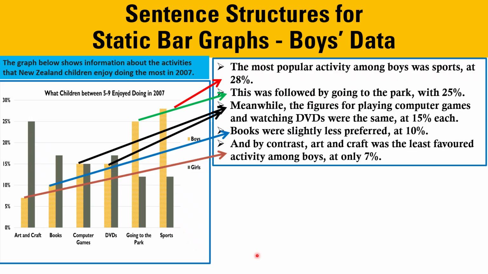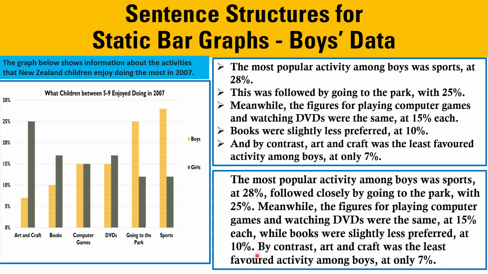Now let's see how we can combine these sentences into a short paragraph. The first sentence uses a connector, followed closely by, to join two activities, sports and going to the park. This avoids two short, repetitive sentences and creates a compound structure.